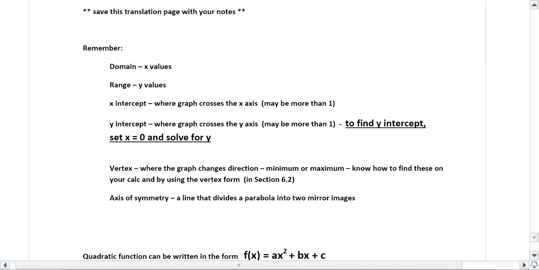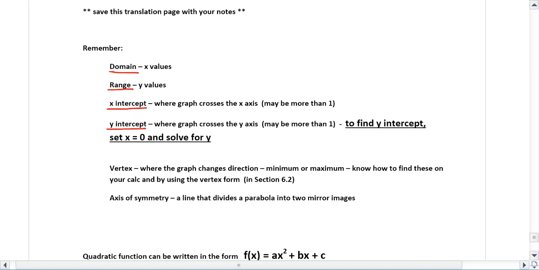When we were done reviewing the translations of the parabola y equals x squared, we reviewed some terms that you also did learn in Algebra 1. Remember, the domain is all the x values. The range represents all the y values on the graph, and we need to know how to identify these. We're going to be doing a lot in this chapter with finding the x-intercepts. Not so much in Section 1, but later on we will. I do want to review finding the y-intercept. This is the thing that students forget the most.